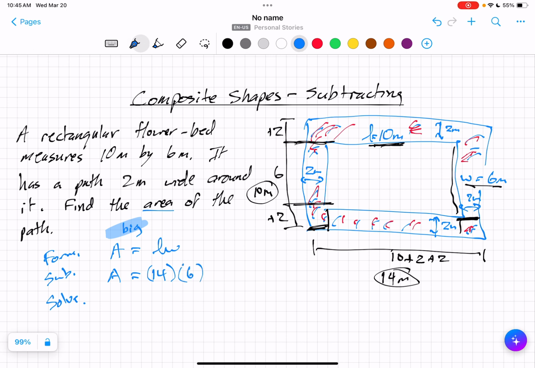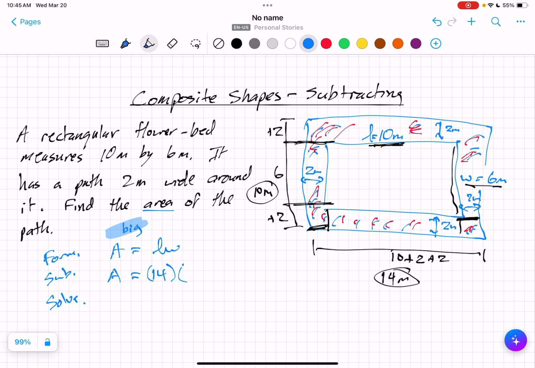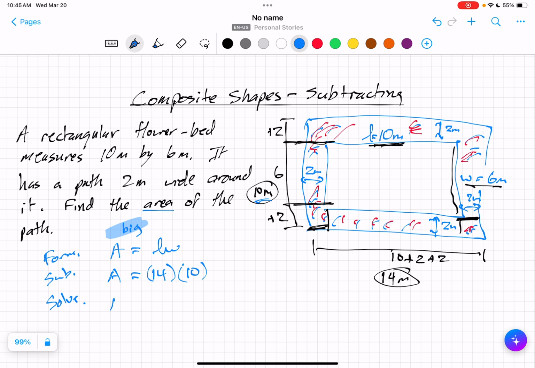Oh, sorry, not 6. That's the bed, right? So 14 times our 10. Oh, that's lucky of us, because we know anything times 10, we just add that 0. So 140 meters squared. Well, we also need to figure out what is the small part. This is that flower bed, right? So area is equal to length times width. Area of this part, the small bed, was our 10 for our length, and our width this time is 6. So again, lucky, we're multiplying by 10s. The answer is 60.